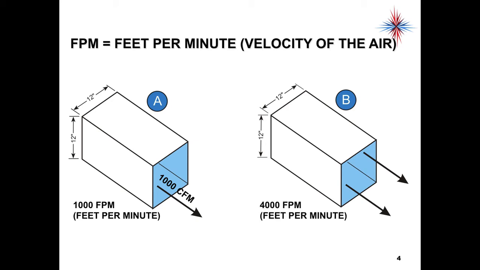If I increase the airflow in the same duct to 4,000 feet per minute, we're going to be delivering 4,000 CFM of air. You notice what we did between A and B. The duct size is the same. It's still 12 by 12, but we've quadrupled the airflow. So we've gone from 1,000 to 4,000 CFM, and all we did was speed up the air. Now, that sounds like an easy solution, but remember, the faster the air is moving, the more noise we're going to have. So just something to keep in mind.